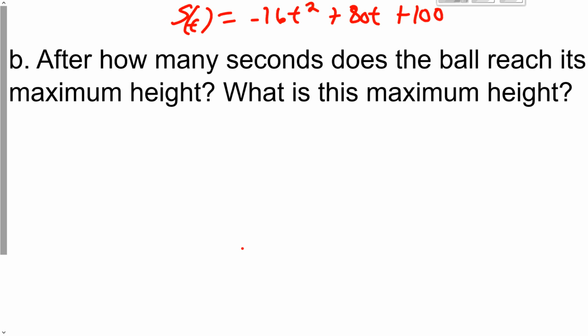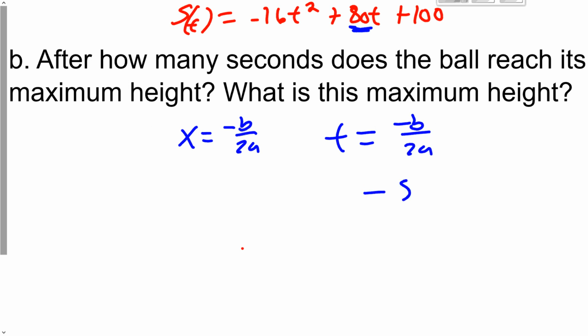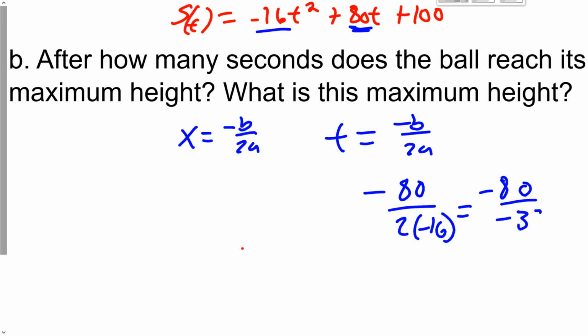So to find the vertex, we can take x is equal to negative b over 2a. Or for our example here, it would be t is equal to negative b over 2a. So here's our b, 80. So I do the opposite of that, which would be negative 80 over 2 times our a, which is negative 16. So we have negative 80 over negative 32.